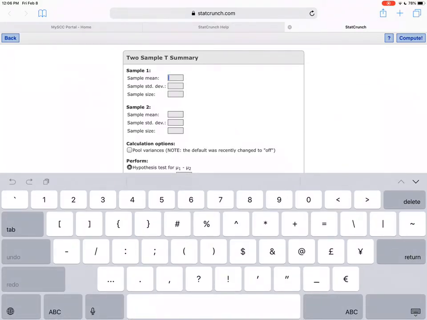So my first sample mean was 0.345. My first sample standard deviation was 0.305, and my first sample size was 11. Now, the second sample that I'm comparing to has a mean of 0.515, a sample standard deviation of 0.215, and a sample size of 9.